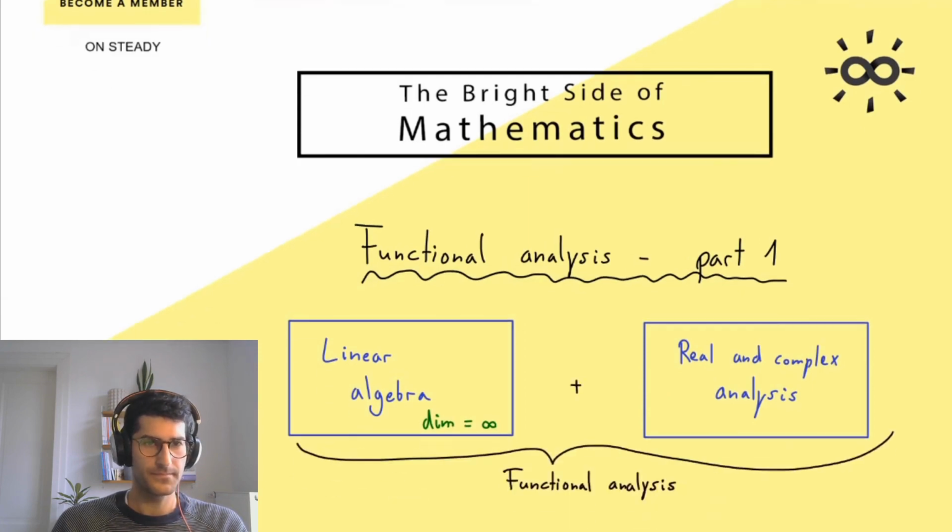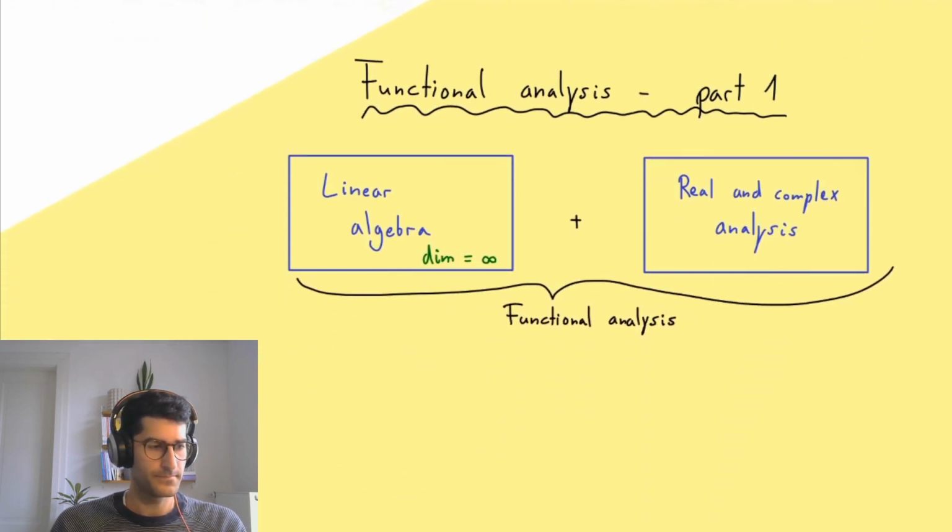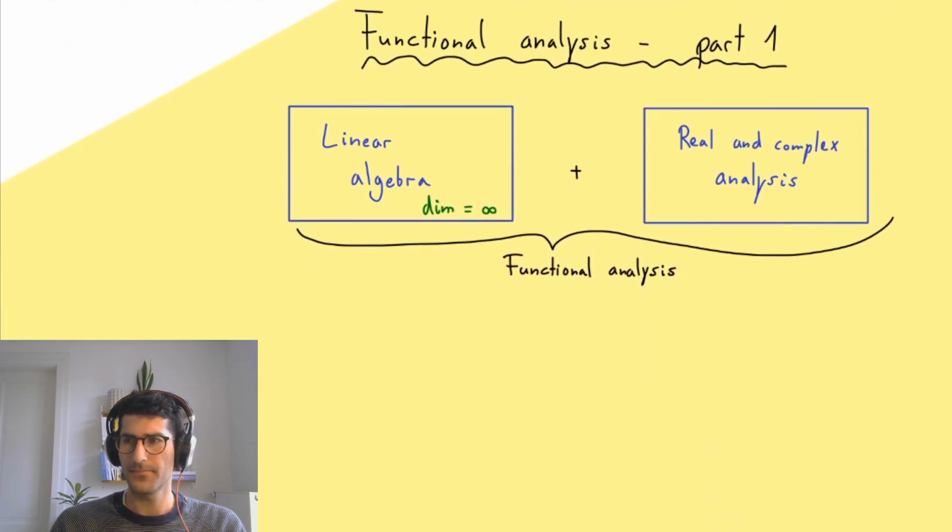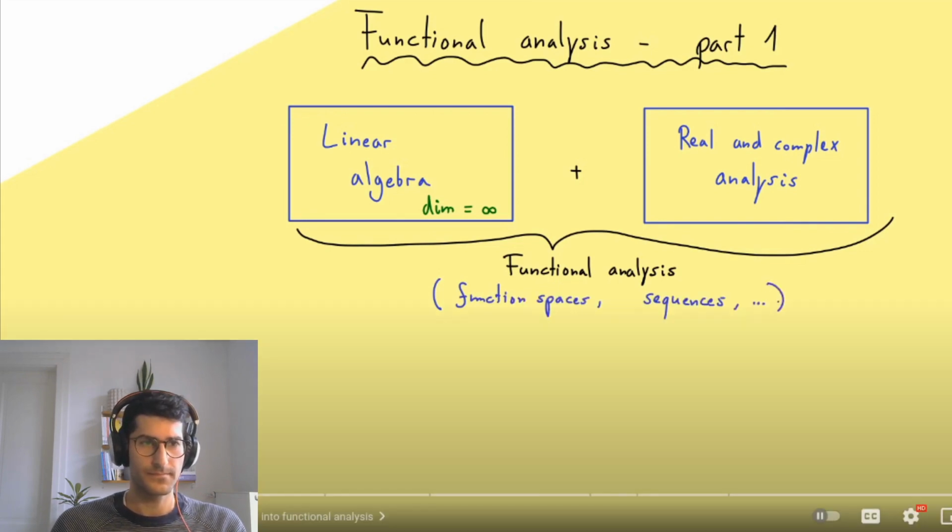Of course, there's much more to it, but if you have some knowledge in linear algebra and analysis, now you know what to expect. For example, here we consider spaces consisting of functions or of sequences, and of course also linear maps between such spaces. Because in this field we always combine algebraic structures with analytic properties, one often summarizes functional analysis just by saying it's the study of topological algebraic structures.